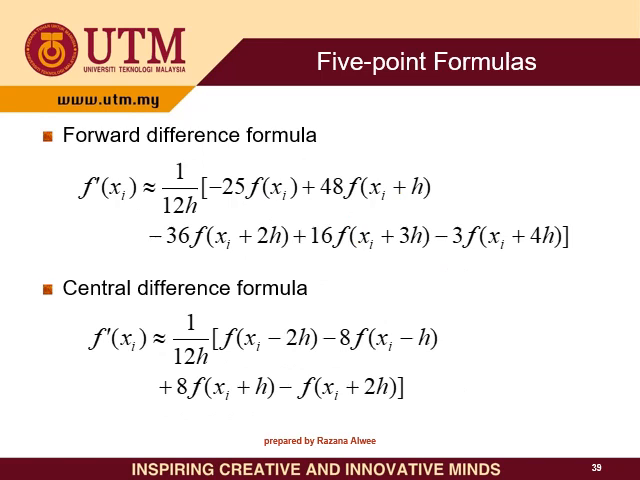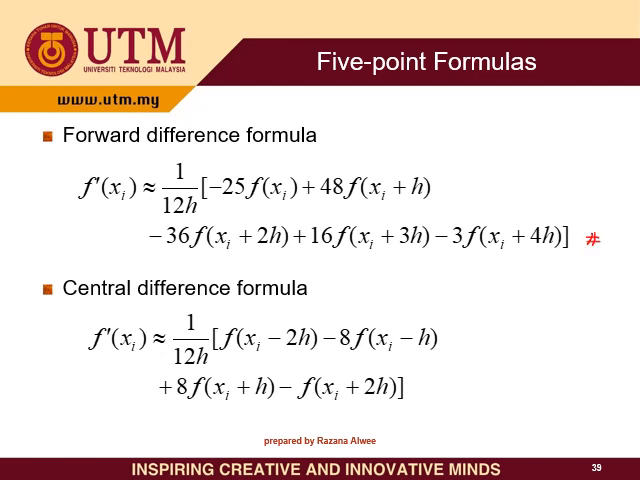Now we come to the 5-point formulas. As I mentioned before, the more points you have, the more accurate the calculation will be. But the formula will be much more complex and the calculation will be much longer. That's the drawback. But your calculation error will be less compared to the 2-point and 3-point usually, because this involves so many points compared to before. So this is the forward difference formula for 5 points.